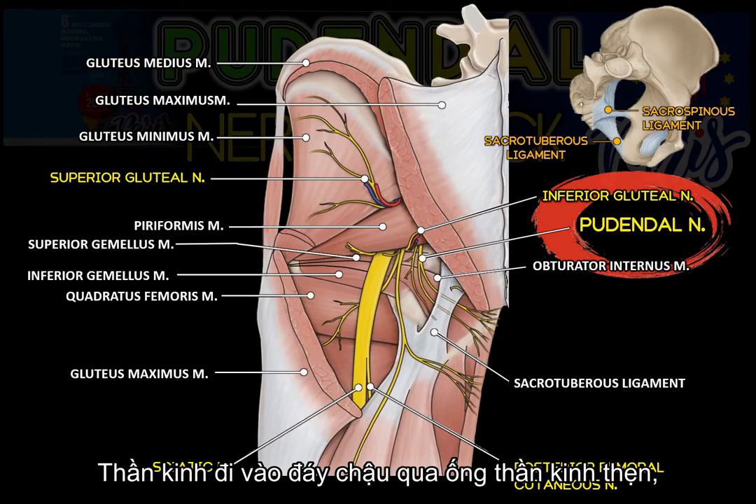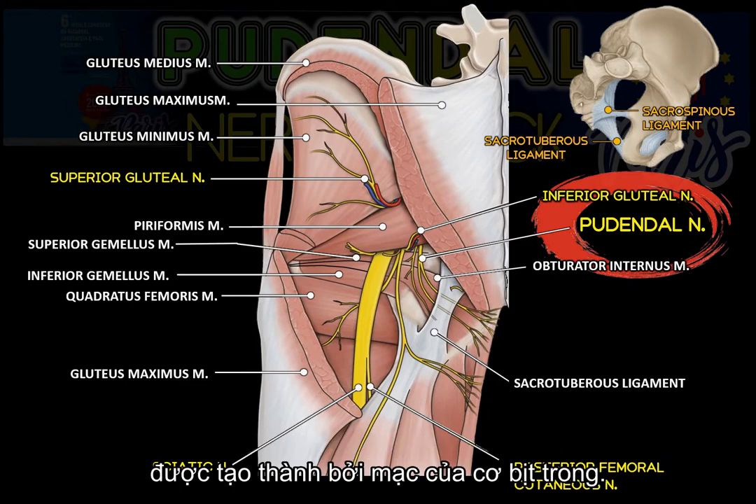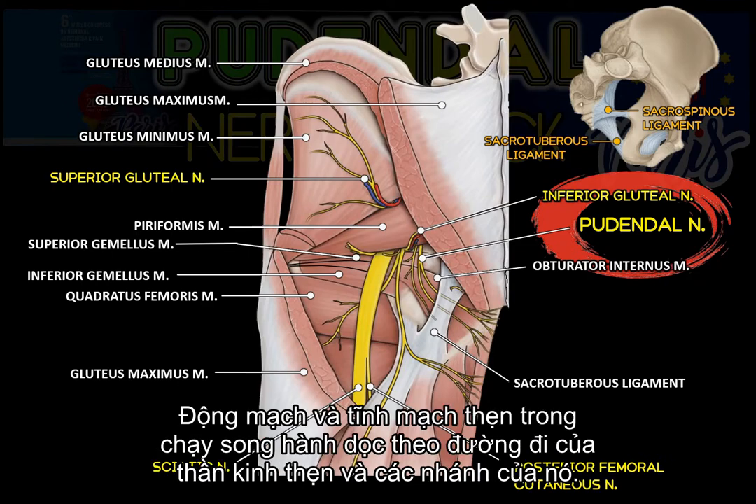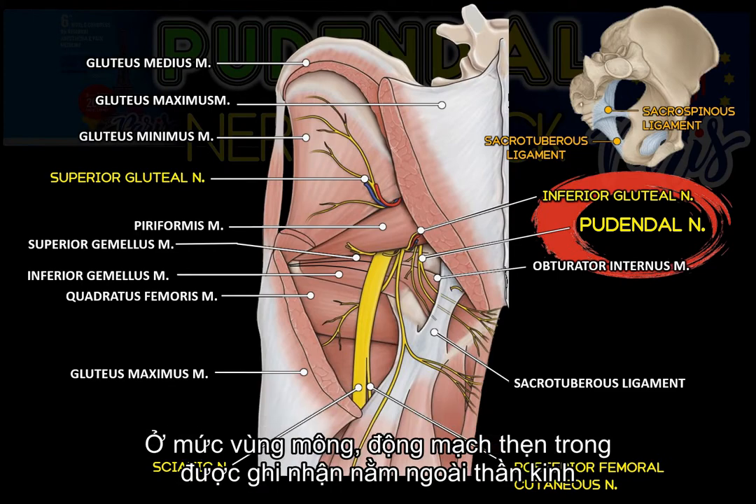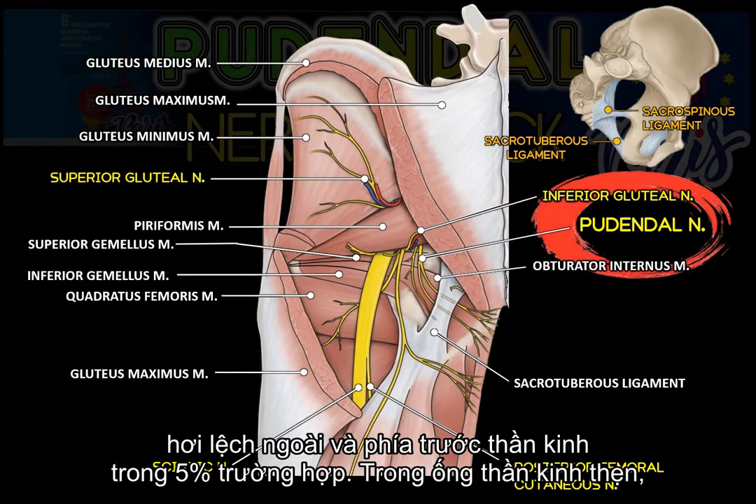The nerve enters the perineum through the pudendal canal, also known as Alcock's canal. This canal is a fibrous tunnel formed by the fascia of the obturator internus muscle. The internal pudendal artery and vein are also found along the course of the pudendal nerve and its branches. At the gluteal level, the internal pudendal artery was found lateral to the nerves in 60% of cases, medial in 35%, and on either side of the nerves, double, and slightly lateral and ventral to them in 5% of cases.